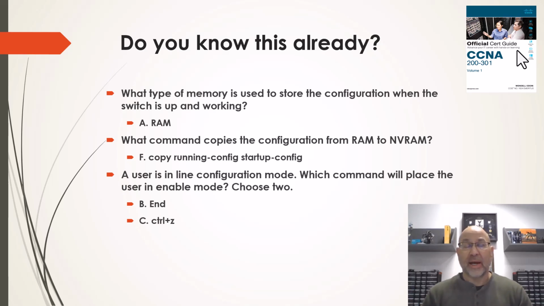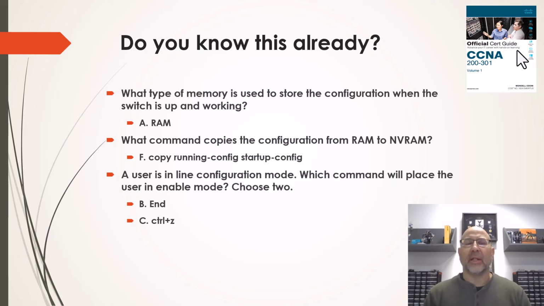So what command copies the configuration from RAM to NVRAM or non-volatile RAM? And that is the copy running-config startup-config. Now there were a couple of variations on this theme. Most of it is just syntax. But the order is that you're going to say, I'm going to copy this to this. So that's the order here, and startup config then lives in non-volatile RAM.